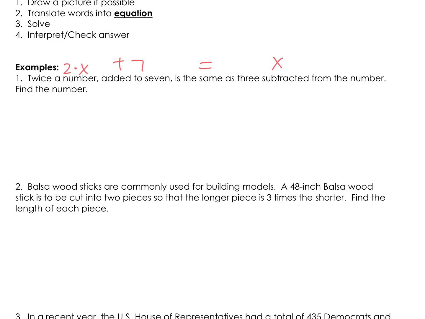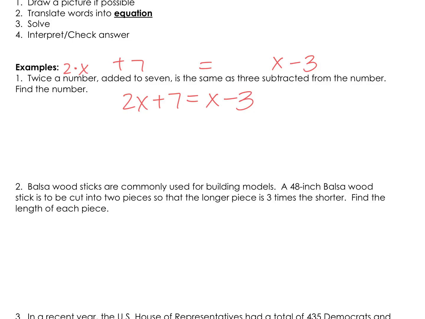Good. x minus 3. It's weird, but it's subtracted from. So 3 subtracted from the number means the number needs to be first for us to take 3 away, versus a number subtracted from 3 would be 3 minus x. Find the number. So we've got an equation. Let's rewrite it down here: 2x plus 7 equals x minus 3.